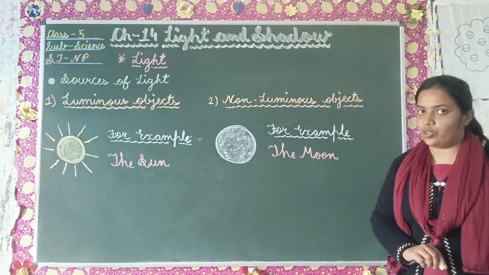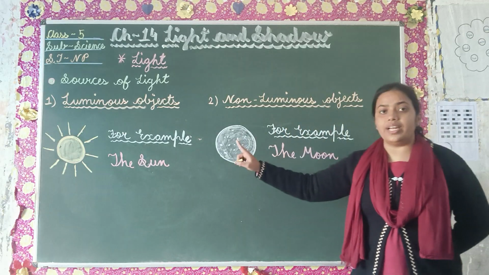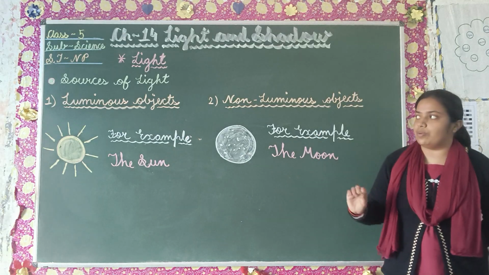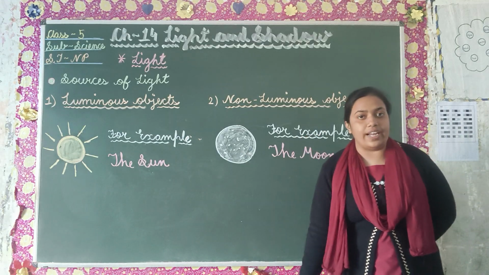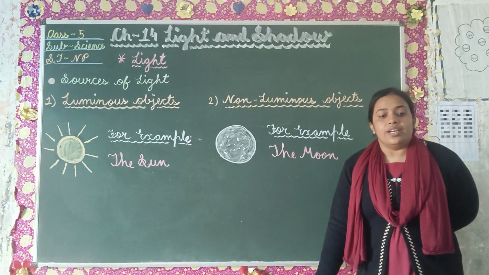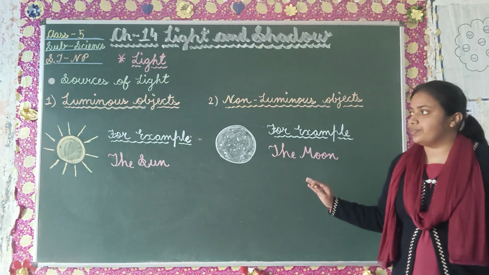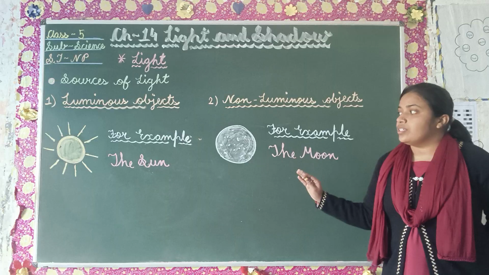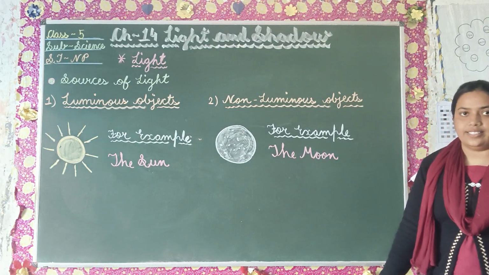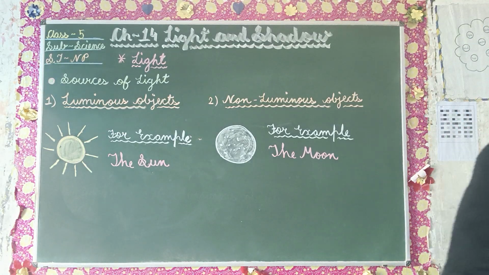I hope it is clear to you, and you will be able to identify luminous and non-luminous objects. So this was the difference between the two kinds of sources of light, and I hope you understood it. Students, in this topic you studied about the sources of light, that is luminous and non-luminous objects.